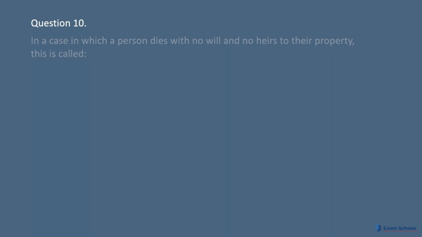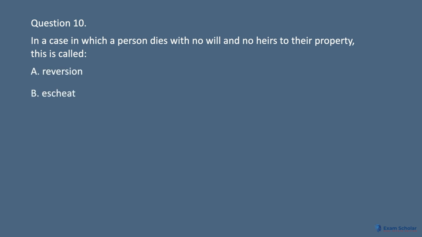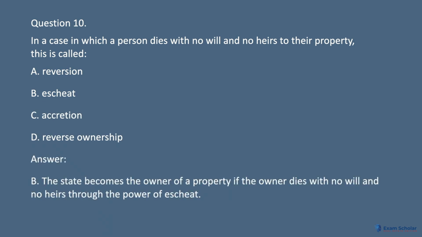Question 10. In a case in which a person dies with no will and no heirs to their property, this is called A. Reversion. B. Escheat. C. Accretion. D. Reverse ownership. Answer: B. The state becomes the owner of a property if the owner dies with no will and no heirs through the power of escheat.